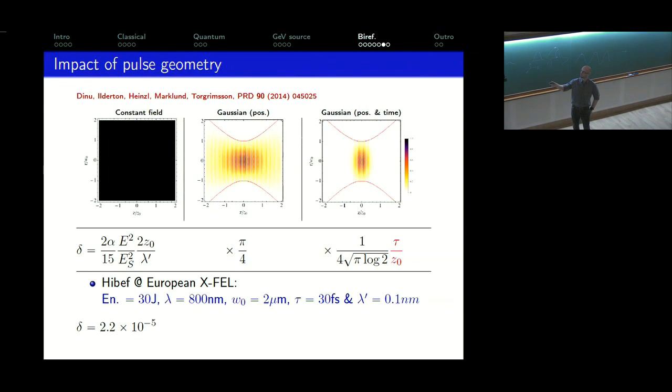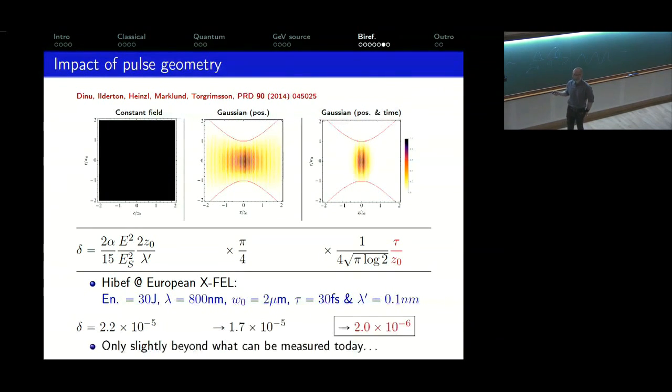Then you account for spatial pulse shape, and you get this factor of pi by 4, which reduces the ellipticity a little bit. And then you account for pulse length, and you get this factor, and you lose an order of magnitude. So by accounting for realistic pulse geometry, you lose an order of magnitude in your signal. And what I haven't told you is that the experimental signal is actually proportional to delta squared. So you lose a lot. This is certainly beyond what can be measured today, but let's be optimistic, only a little bit beyond.